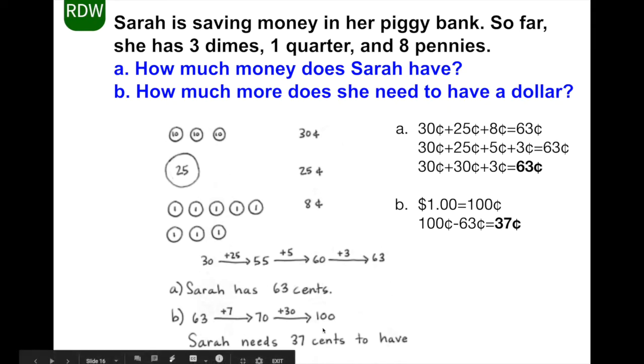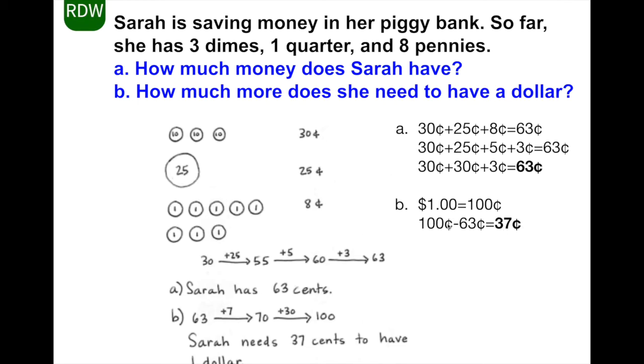And then the next part of the question, how much more does she need to have $1? And we see Sarah needs 37 cents to have $1. That's done up above right here where we say that $1 equals 100 cents. That's really important for us to note. $1 equals 100 cents. So then to compare these values and to see how much more I need, I can subtract what she has to get how much left she needs.